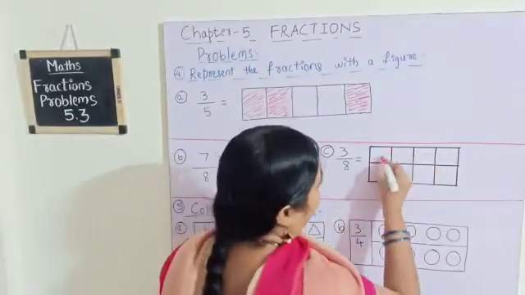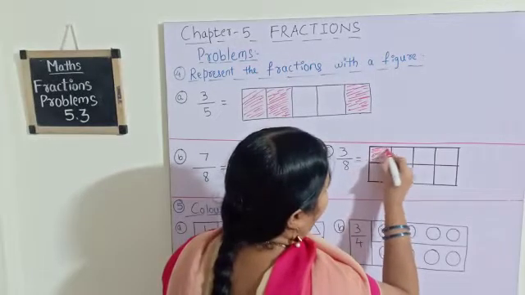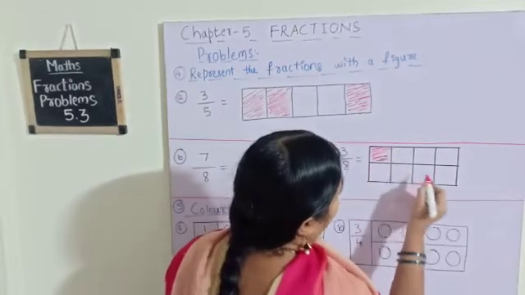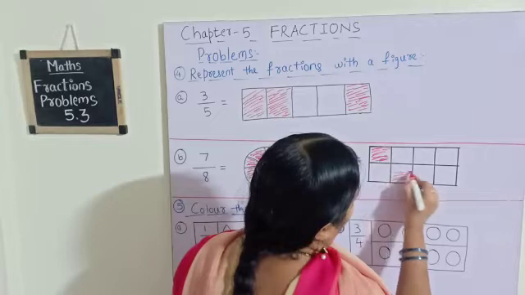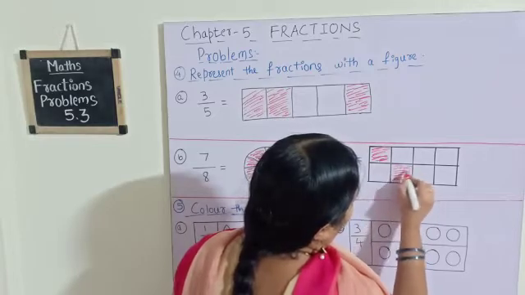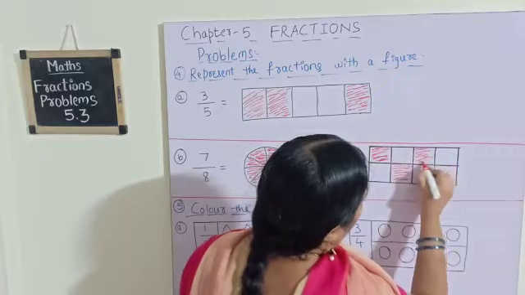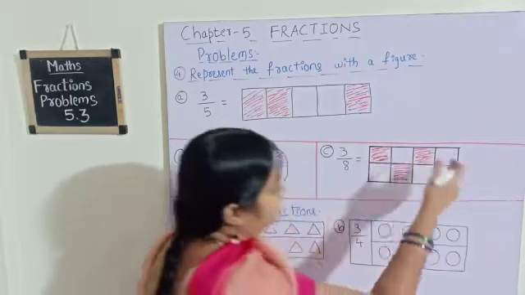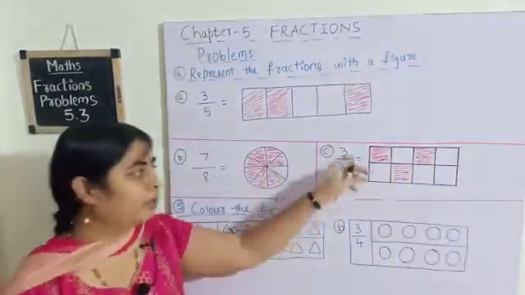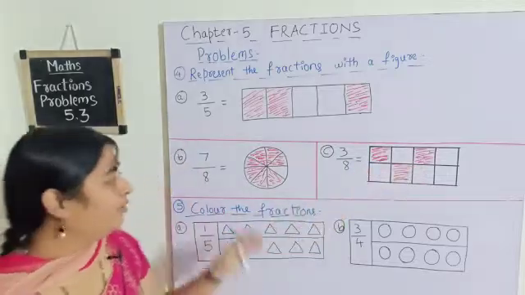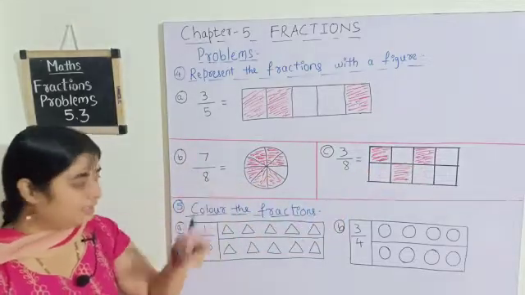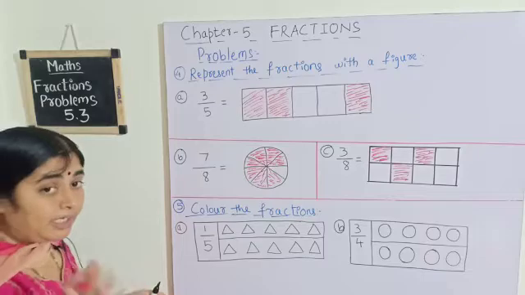Okay. Here I will shade 1 part. And here I will shade the second part, and here I will shade the third part. Continuously we can make it like this. Total 3 parts we have shaded. We can represent fractions in figures like this. Let's move to the next example.